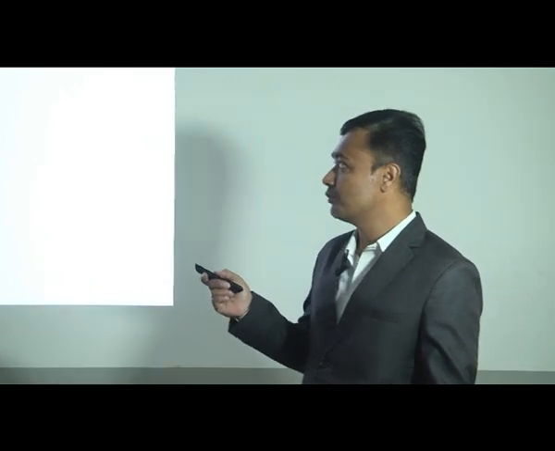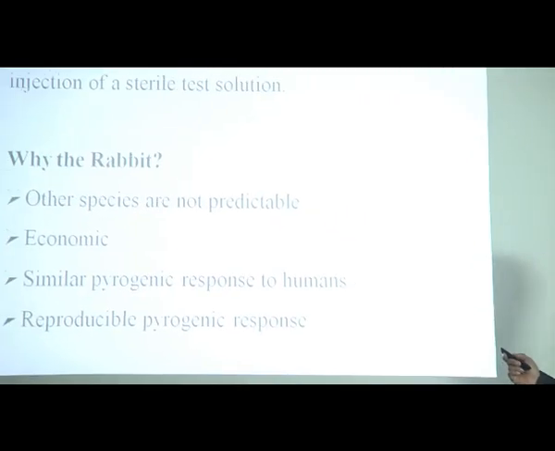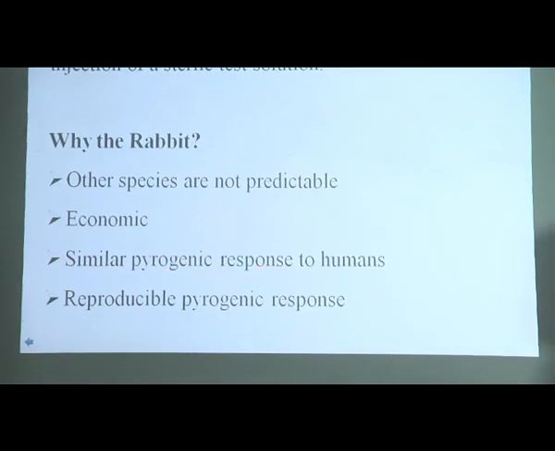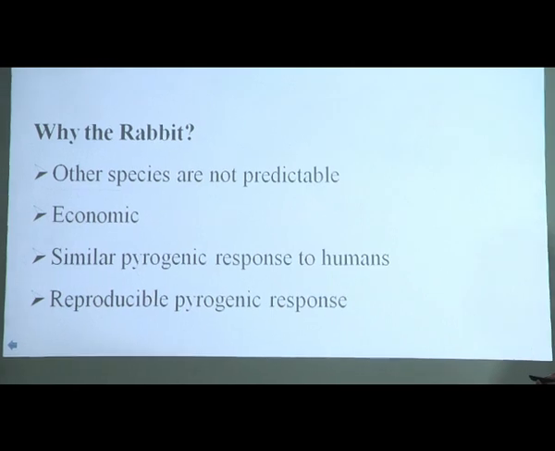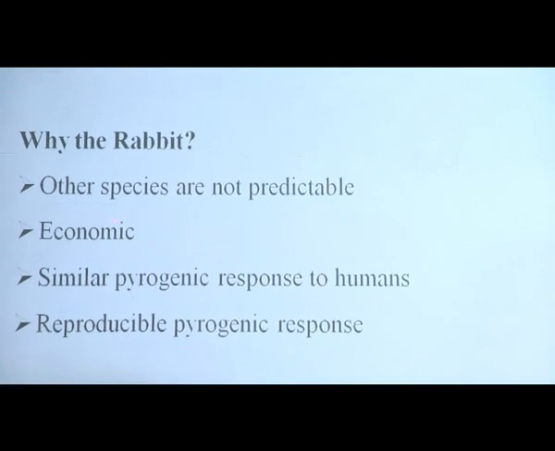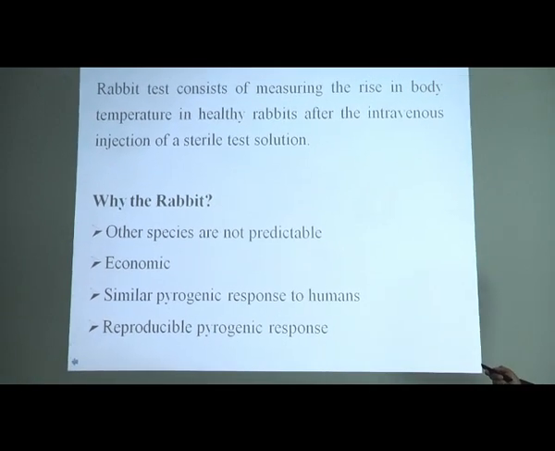Then why is the rabbit selected for the animal study or pyrogen study? Because other species are not predictable. Rabbits are economic, have a pyrogenic response similar to humans, and have a reproducible pyrogenic response. So these are the reasons, and due to these reasons we select rabbits for testing.